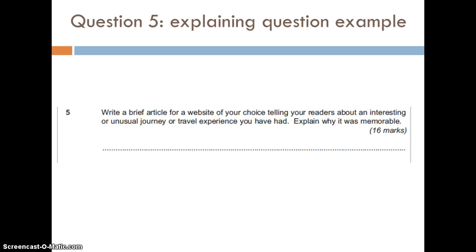Next, an explain task. Write a brief article for a website of your choice telling your readers about an interesting or unusual journey or travel experience you have had. Explain why it was memorable. Okay, so you need to give reasons here, but there's also a descriptive element here, thinking about an interesting or unusual journey. The form here is a brief article for a website. Now, it doesn't give a specific audience, so you've got a bit more freedom there. Think about what website you might be writing for, and that might imply a particular audience.